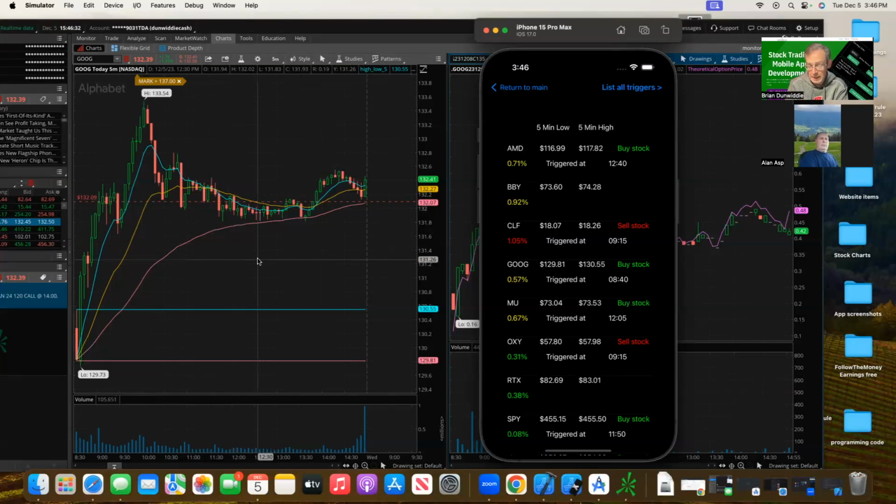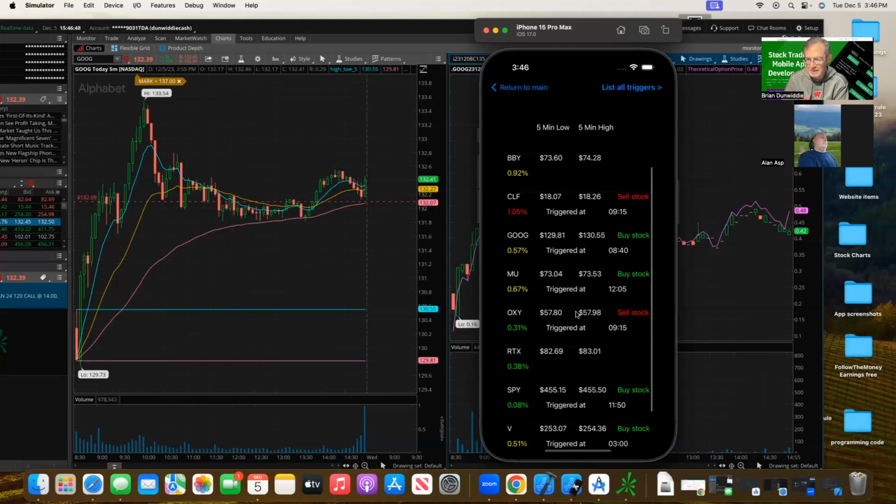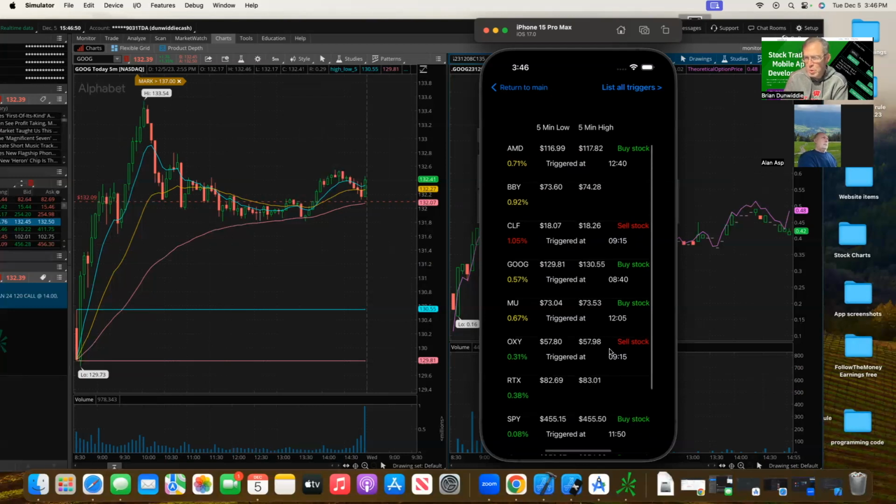So like I said, I thought that was valuable. Because really what we're trying to do is to get everyone to understand this 5-minute rule, use the app to tell you what stocks have broken above or below it, and use those as your trading ones.